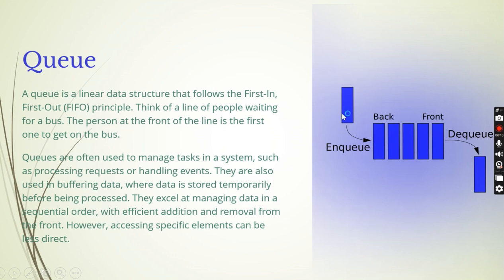So when an insertion is done in the queue, we call this operation enqueue, and when an element is deleted, that means it's a dequeue.